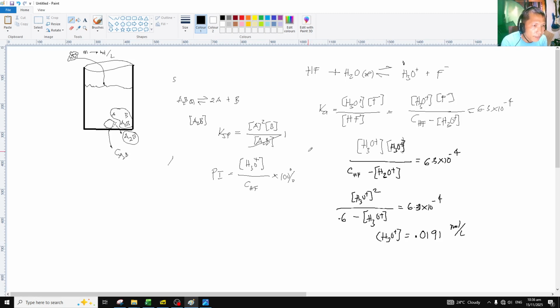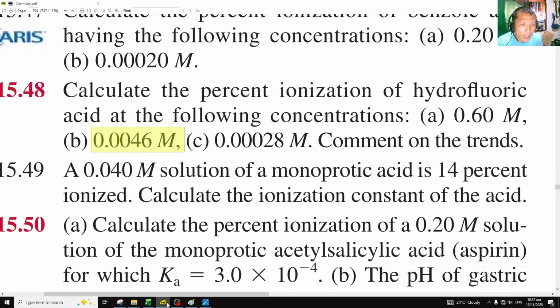So that means we can already calculate the percent ionization for A. Percent ionization is equal to this divided by the 0.6. So answer divided by 0.6 and times 100%. So that is 3.19%. You can follow. Then you replace the 0.6 directly with the calculator.